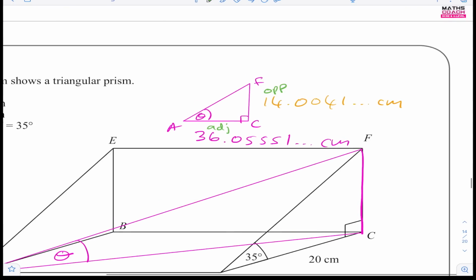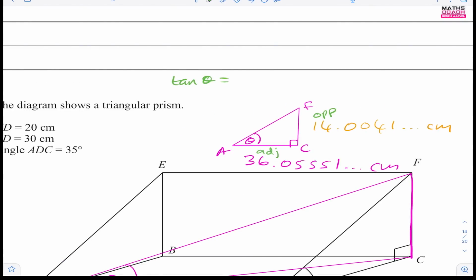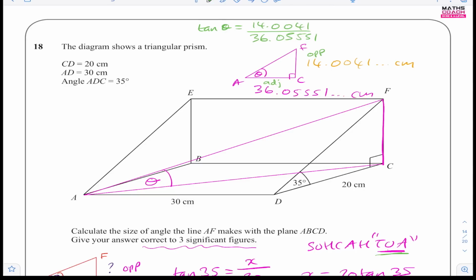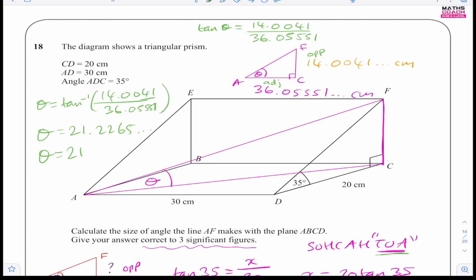We use tan again. So we are going to do the tan theta is equal to 14.0041 divided by 36.05551, which is practically 14 divided by 36, but we're going to keep some of this accuracy. So now we just need to do the inverse of that. So the inverse of tan 14.0041 divided by 36.05551, that gives us 21.2265..., and we need to round it to 3 significant figures, so that's going to be 21.2 degrees. And that's your final answer for the angle that the line A to F makes with the plane ABCD.